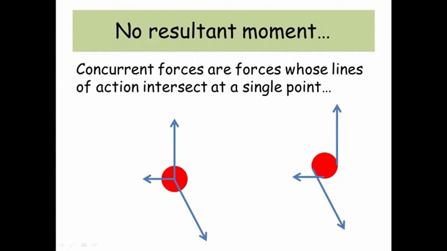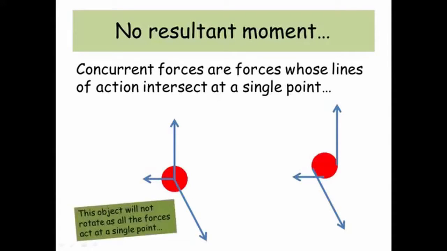No resultant moment. Concurrent forces are forces whose lines of action intersect at a single point. So for the object on the left, the lines of action of the forces are all going through a single point. So this object will not rotate as the forces act at a single point.